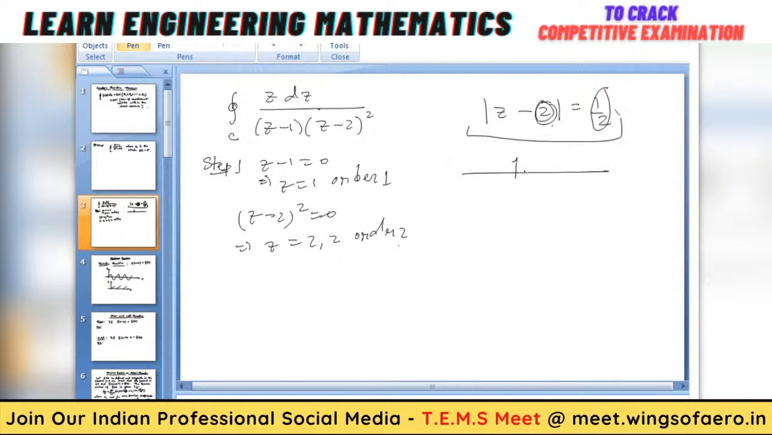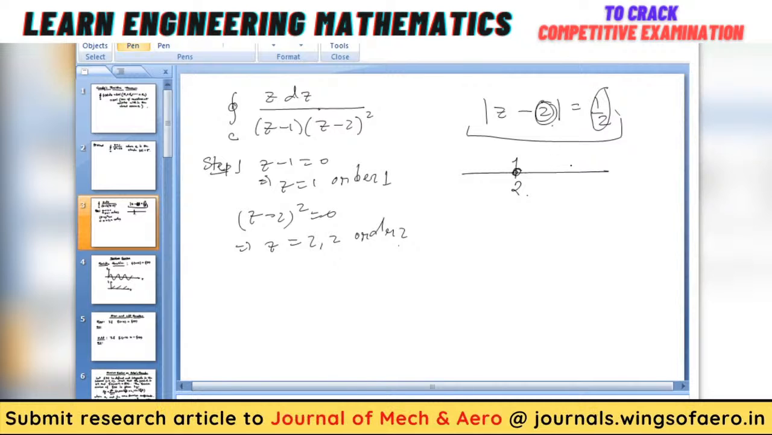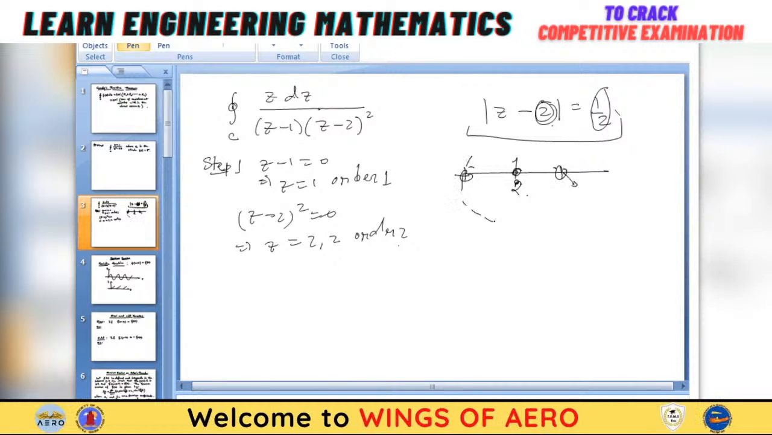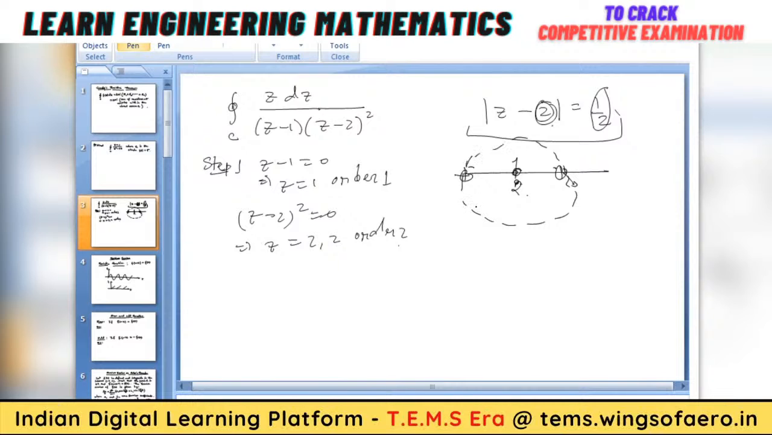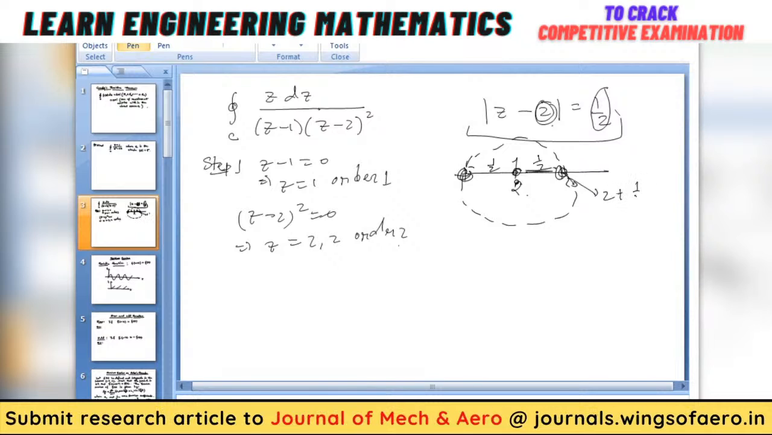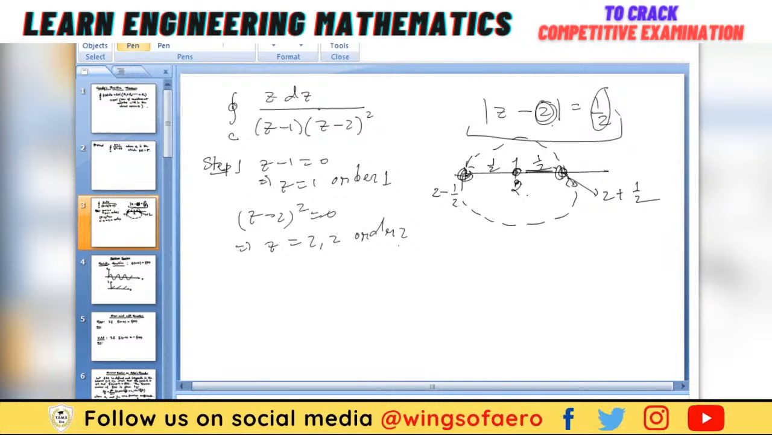So if I consider 2 as a center, 2 is the center and half is the radius. Okay, this is the circle. Then we have to find out this point and this point. This is half and this is half. So this point is 2 plus half and this point is 2 minus half.